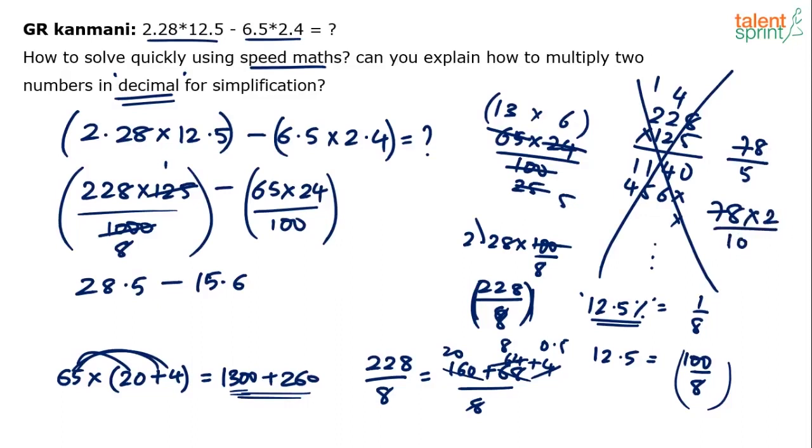Don't divide by 5. Dividing by 5 will take a lot of time. Divide by 10, multiply by 2. That's the logic. So 7.8 into 2, 14 plus 1.6, 15.6. You'll get the same result, 15.6. Right? So 28.5 minus 15.6.